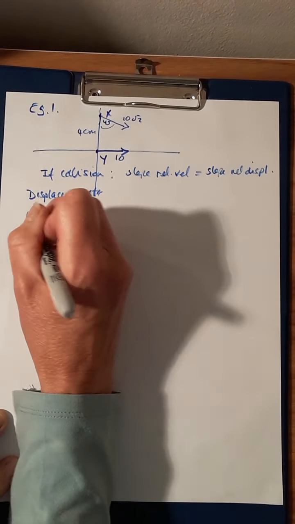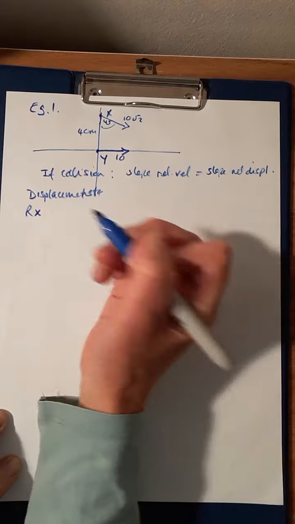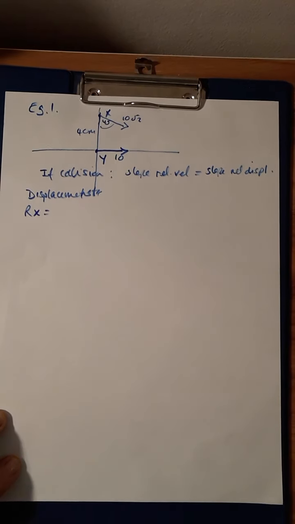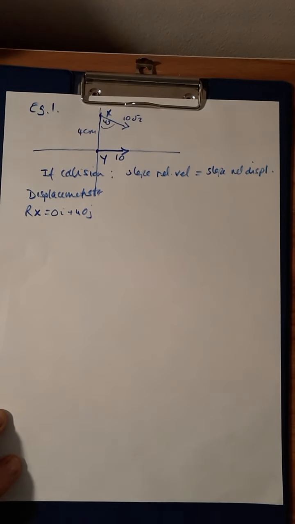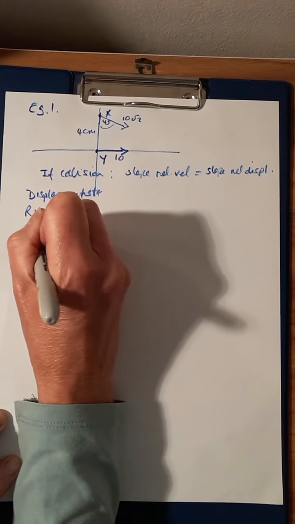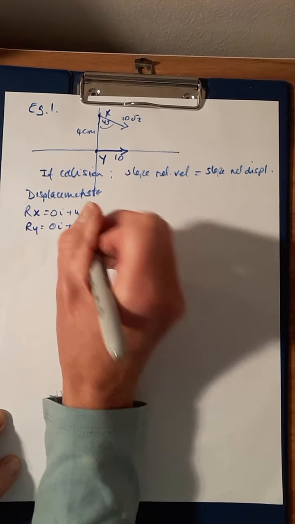So I'm going to call the displacements r. Where is the displacement of x? Where is x at the moment? It's 40 metres up the j-axis. So I'm going to say it's 0i plus 40j. And where is y? Y is at the origin, so that's 0i plus 0j.